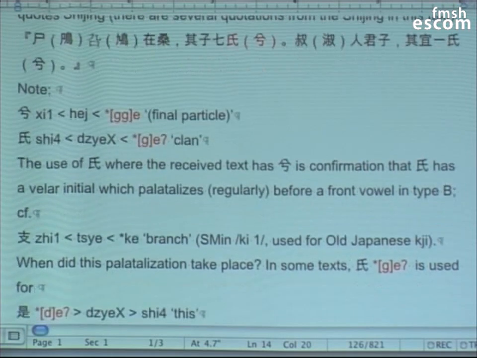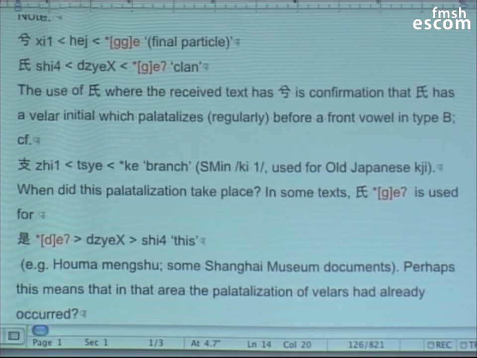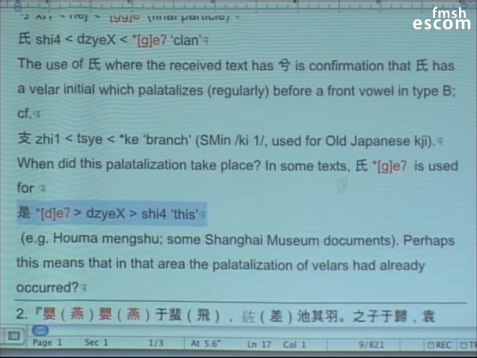All right, so one question is, when did this palatalization take place? Well, one of the things that's been a little tricky about this shi, the clan word, is that in Middle Chinese, it's a homonym of shi, as in shì bù shì. And in excavated texts, in late Warring States excavated texts, we do find this character used to write this one. Now, as far as I know, we have no reason to believe that this one ever had a velar initial. So one possibility this suggests is that where you find this shi written with this character, you're looking at a representation of a dialect where this palatalization has already occurred.